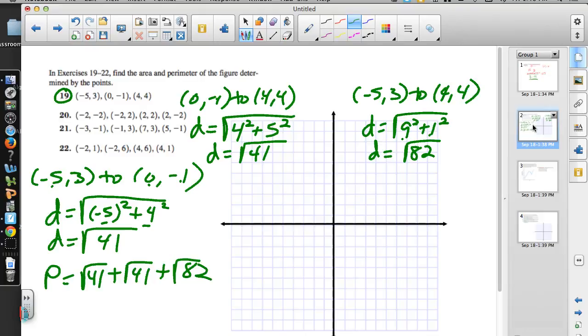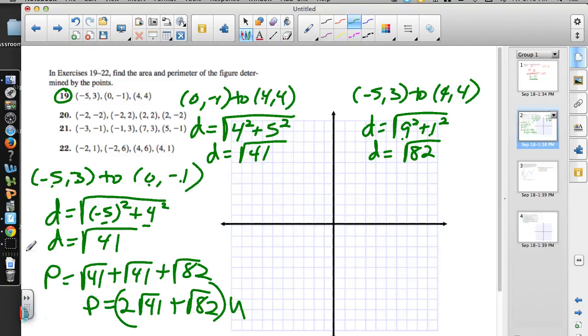Now, we try simplifying the square root of 82, but nothing's going to go into that. All we can do with this is say, here's what we know. We know that the square root of 41 plus the square root of 41 is 2 square roots of 41 plus the square root of 82. And then I just slap a label on there, units. That's perimeter. Now, area.